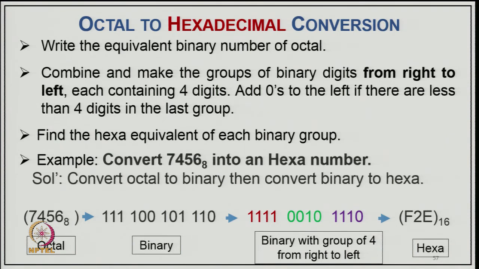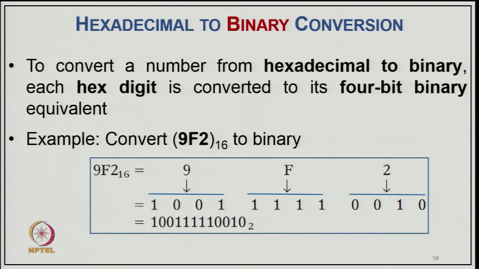Now, these were groups of 3. Now, we can make groups of 4, that is 111, 110, then 0010, and four 1s, and now we can put the equivalents here. This 1110 becomes E, then 0010 is 2, and all four 1s become F, and the number now becomes, in hexadecimal, F2E, a hexa number with the base of 16. So, that is the way we can convert octal to hexadecimal.